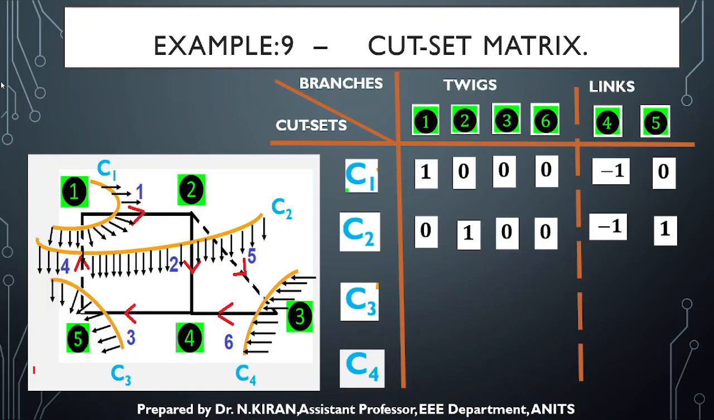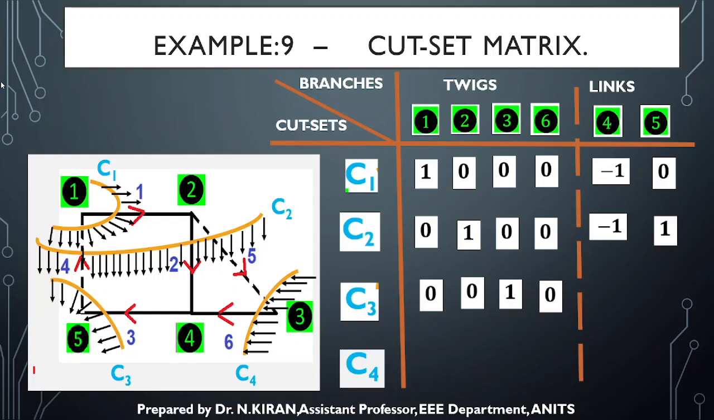Cut set C3 is nowhere related to twigs 1 and 2, so they are 0. The third twig is in the same direction as cut set C3, so it is +1. And the sixth twig is nowhere related to cut set C3, so it is 0.